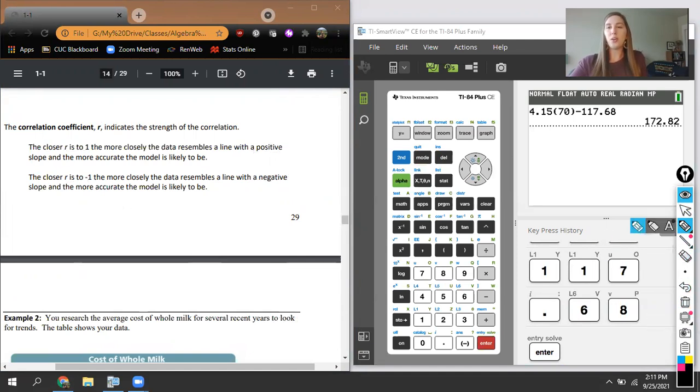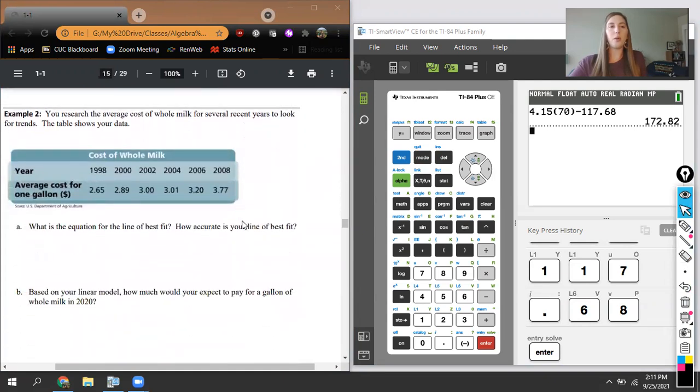All right, let's go ahead and go to our last example here. Another problem where we are finding the regression line, and we want to just make sure that we're understanding our calculator and getting that practice in using our calculator. So again, make sure you're typing in the buttons, the same thing that I'm doing. And let's go ahead and read this.